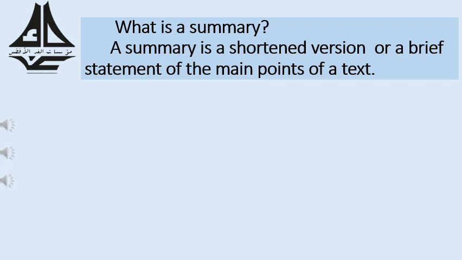So, if we want to start with our summary, we start as follows. We say, the writer explains that, and we continue. Or we can say, the writer believes that, and we continue. It could be also any of the characters. We can say, for example, Mr. Black explains that, and we continue with our idea.